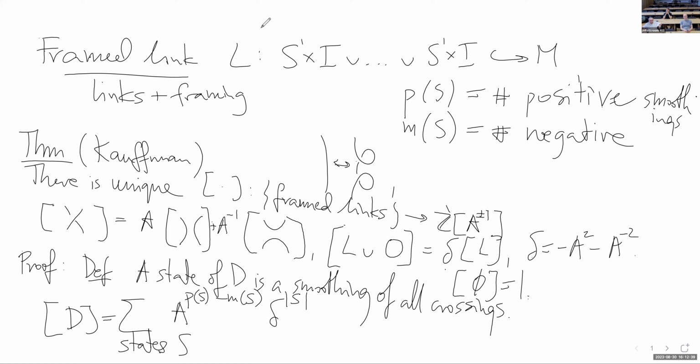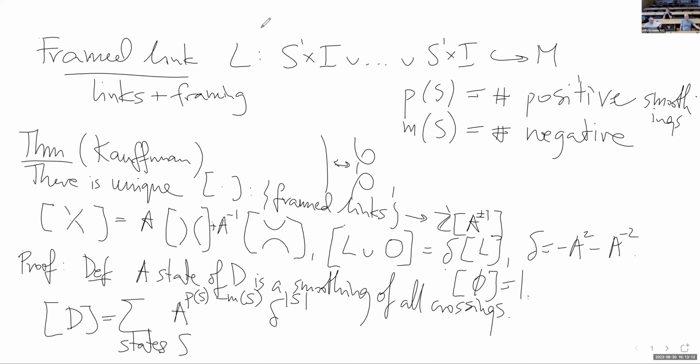Suppose there's one crossing. What does it say? Well, it means that it's going to be a sum of 2 terms. It will be A times the value of one state, which is a bunch of loops, plus A inverse times the value of another state, which is also a bunch of loops. What is the bracket of a bunch of loops? It is delta to a certain power, the number of components.